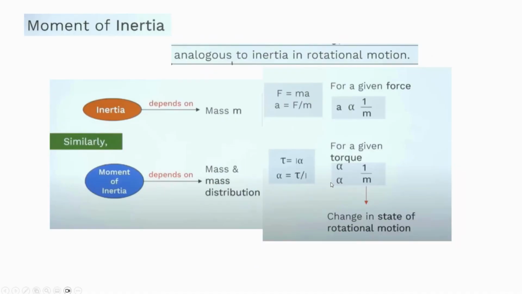Then what is the similarity between moment of inertia and inertia? Inertia depends on mass. Moment of inertia depends on mass and mass distribution. Like we have seen F is equal to ma, here you will have torque is equal to I alpha. Acceleration was inversely proportional to the mass; here angular acceleration will be inversely proportional to the moment of inertia.